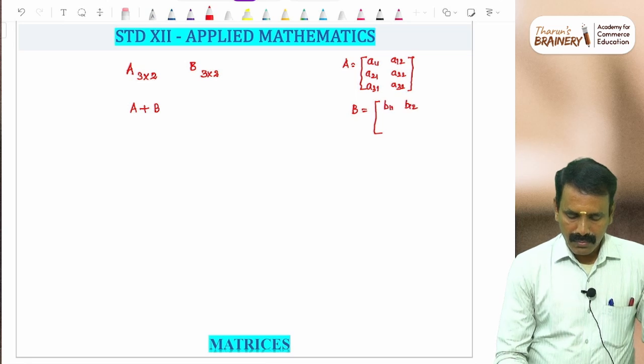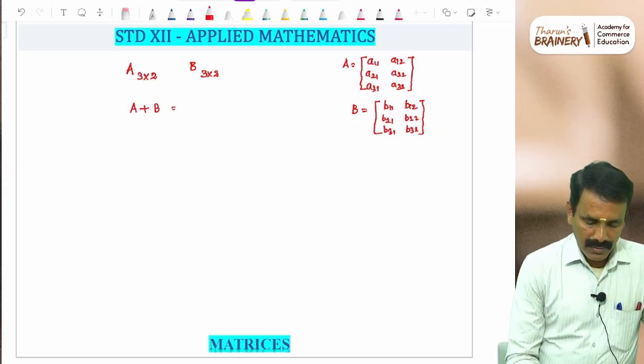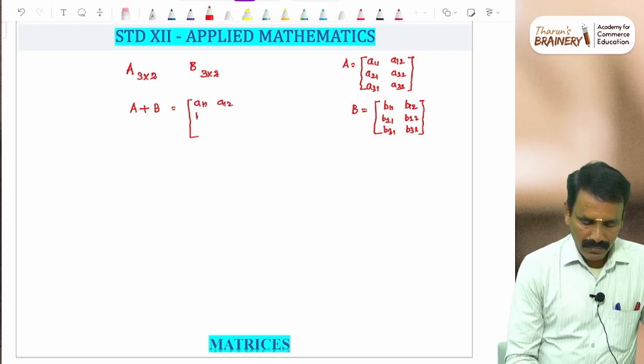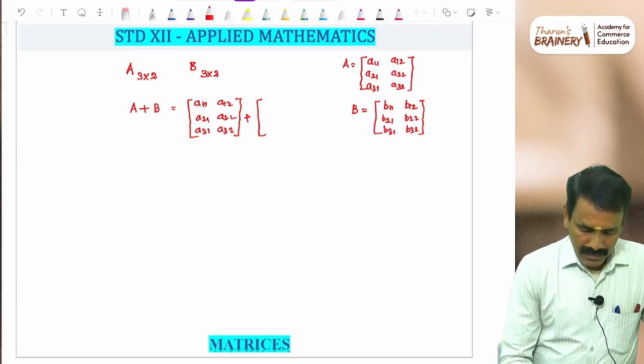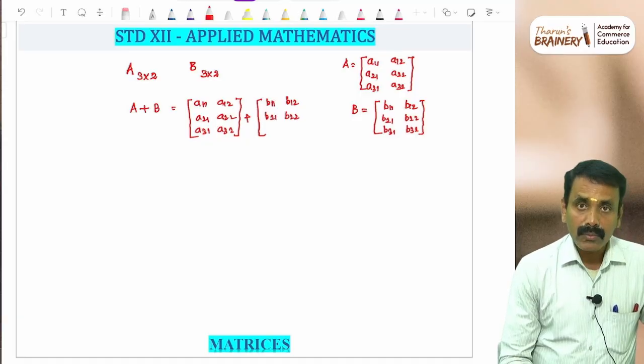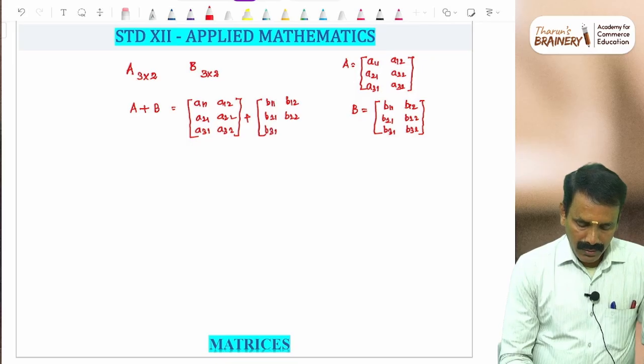And the B matrix is again 3 rows and 2 columns: B11, B12, B21, B22, B31, B32. In that case, we add the two matrices: A11, A12, A21, A22, A31, A32 added with the second matrix B11, B12, B21, B22, B31, B32.